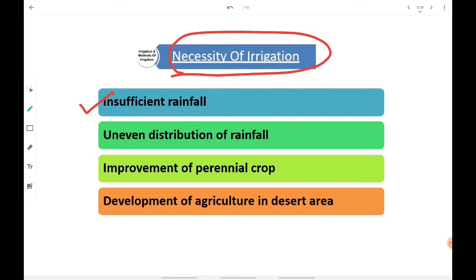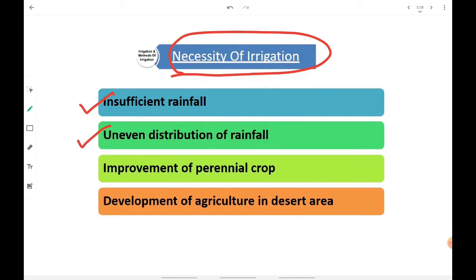Then, uneven distribution of rainfall. Rainfall is there, but its distribution may be uneven. For example, in orographic precipitation, you might remember that the rain shadow region, the region of land behind the mountain, doesn't get any water. Therefore uneven distribution of rainfall may be a reason.